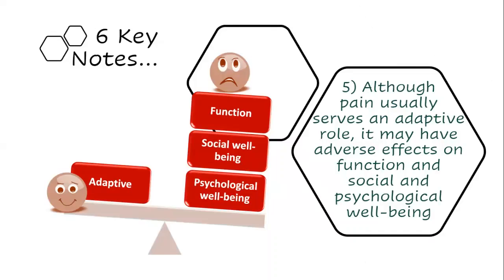The fifth keynote reminds us that although pain usually serves an adaptive role, it urges the body to adapt by resting a limb, in other words, pain has a function, it may have adverse effects on function, what the person is able to do, as well as social and psychological well-being. And we've mentioned a whole list of pain consequences in children in the first episode of this series. Make sure you check it out.